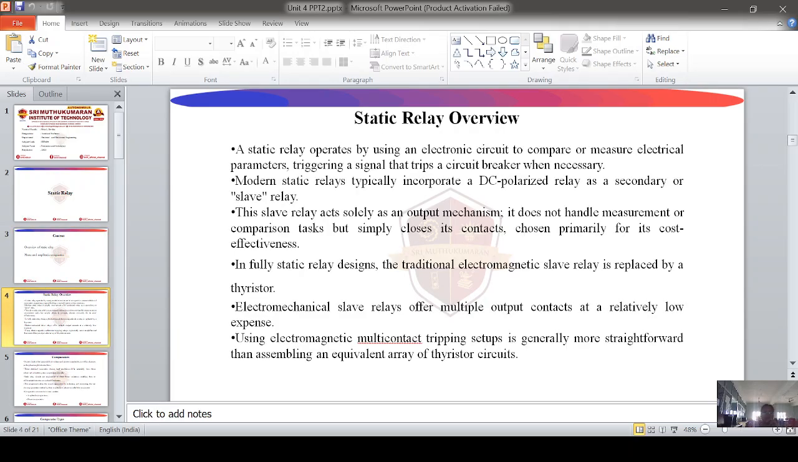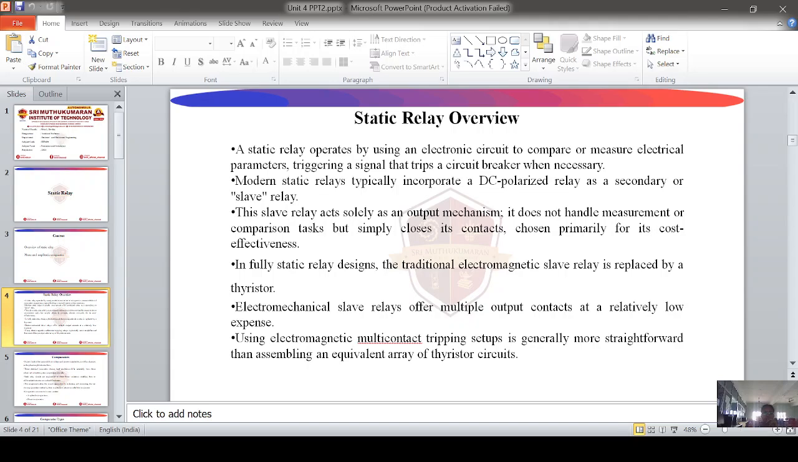Static relay overview. Static relay uses electronic circuits instead of moving parts. It detects faults by comparing electrical quantities. A slave relay or thyristor is used for tripping action. Static relays are faster and more reliable than electromagnetic relays.